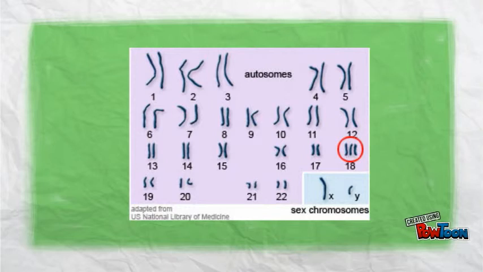This disease is caused by 3 copies of chromosome 18 instead of 2 copies in each cell. It cannot be inherited but occurs during the formation of eggs and sperm.